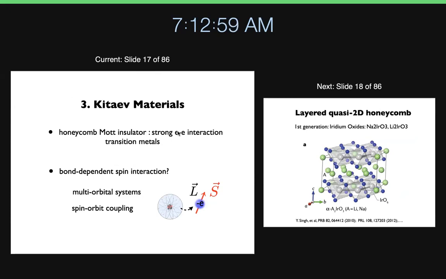So we are going to prepare the honeycomb Mott insulators. In other words, we are going to deal with transition metals where strong electron-electron interaction is needed to begin the process. And then we need bond-dependent spin interactions. In other words, I need to break that SU(2) symmetry. I need to go beyond the Heisenberg model. So I need a spin-orbit coupling to help me to get into such interactions.